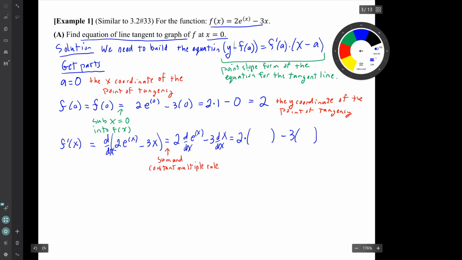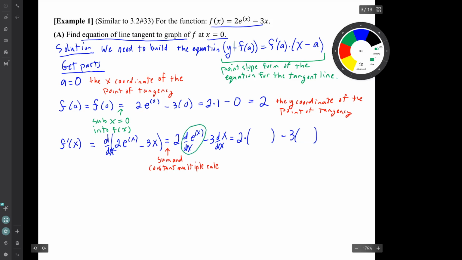So our first step is to use the sum and constant multiple rule. Notice that the result of that is that we are setting up the derivatives that we're going to do next. I don't try to do those in the same step. I do them in a new step. The result of those derivatives are going to go here and here.